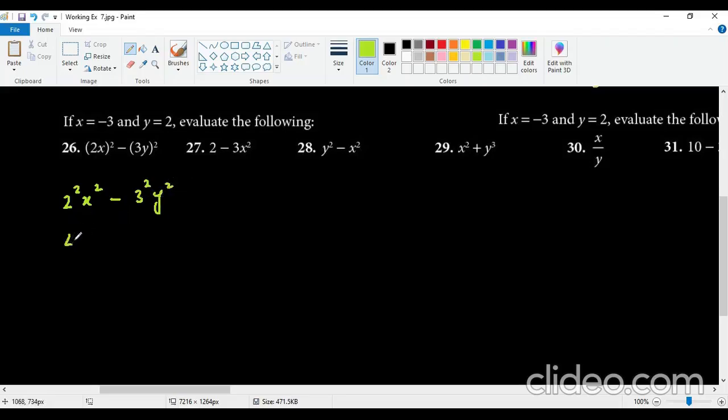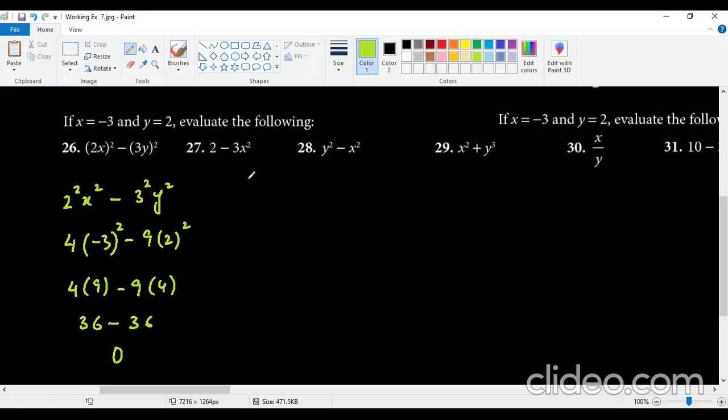So 2 square is going to be giving you a 4, and x square, where the value is negative 3, means negative 3 also squared. In here it is 9, and y is a 2. That means 2 is going to be multiplied by itself. So 4 is going to be multiplied by positive 9, and 9 is going to be multiplied by 4. This gives you 4 times 9 is 36, and minus 9 times 4 is also 36. So it's going to give you a 0 as an answer.